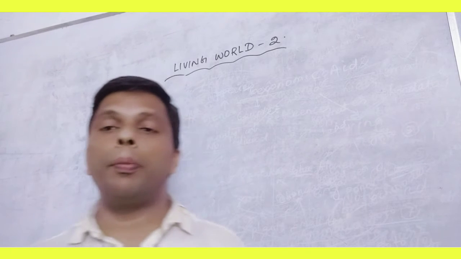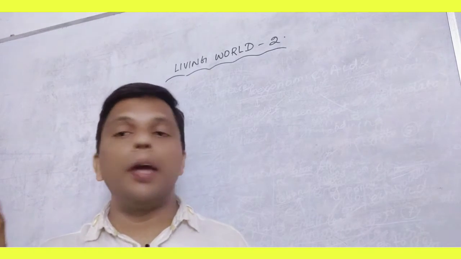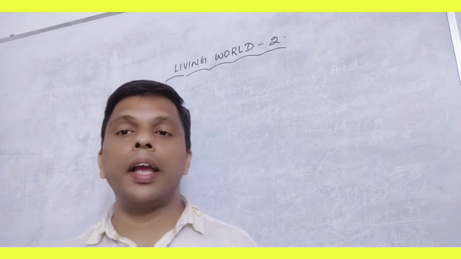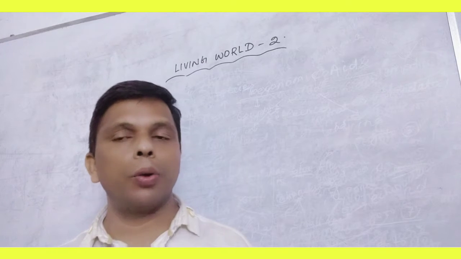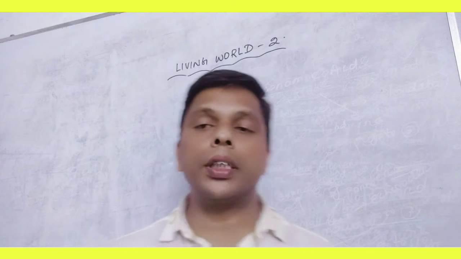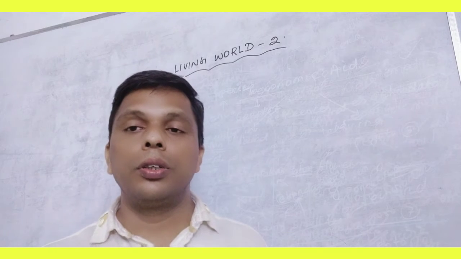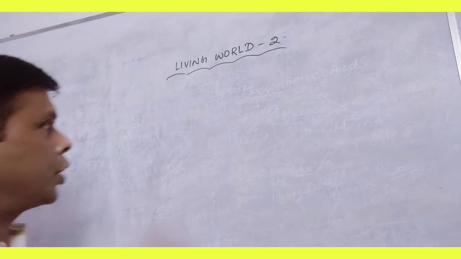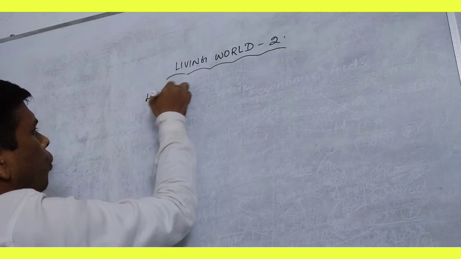In the previous video, we discussed up to the metabolism of living world. Let us discuss the rest of that chapter in our biology. In the previous video, we discussed anabolism and catabolism. Next, the characteristic of organism, that is homeostasis.